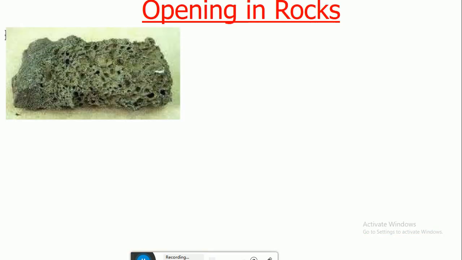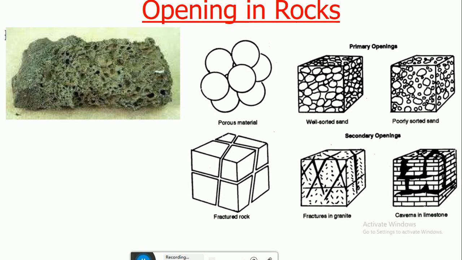Now, openings in rocks. There are two types of openings in rocks. First is the primary opening, second is the secondary opening. This is volcanic rock, and this is a primary opening. If the voids were formed at the same time as the rock, they are referred to as primary openings.